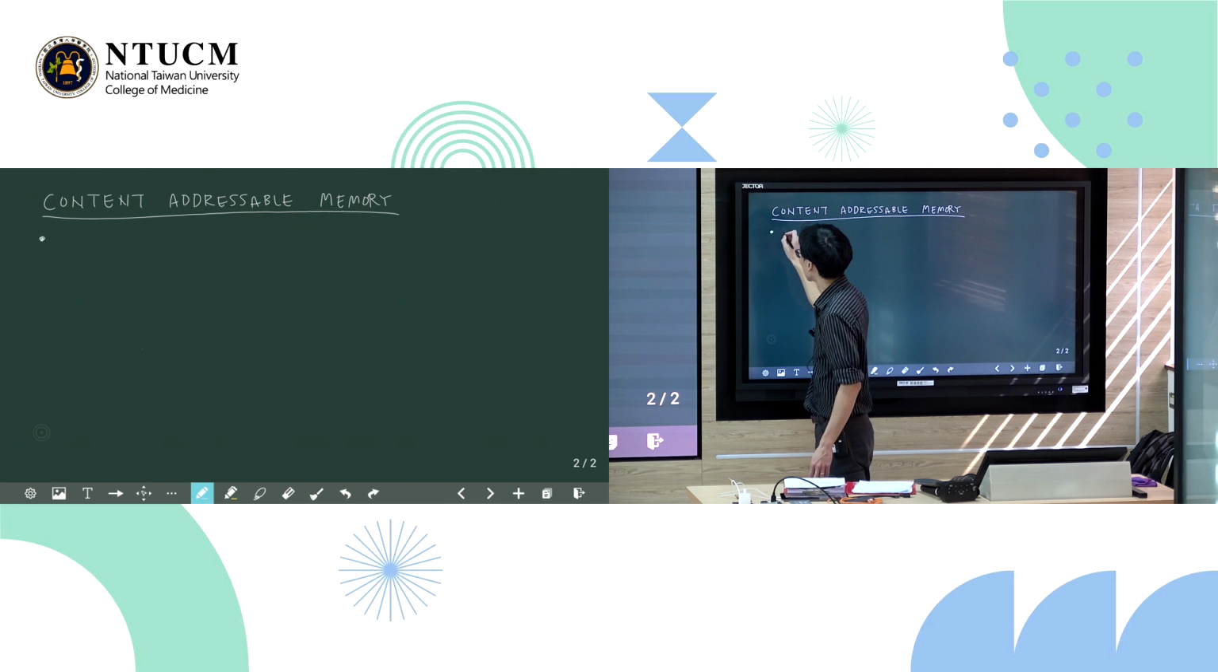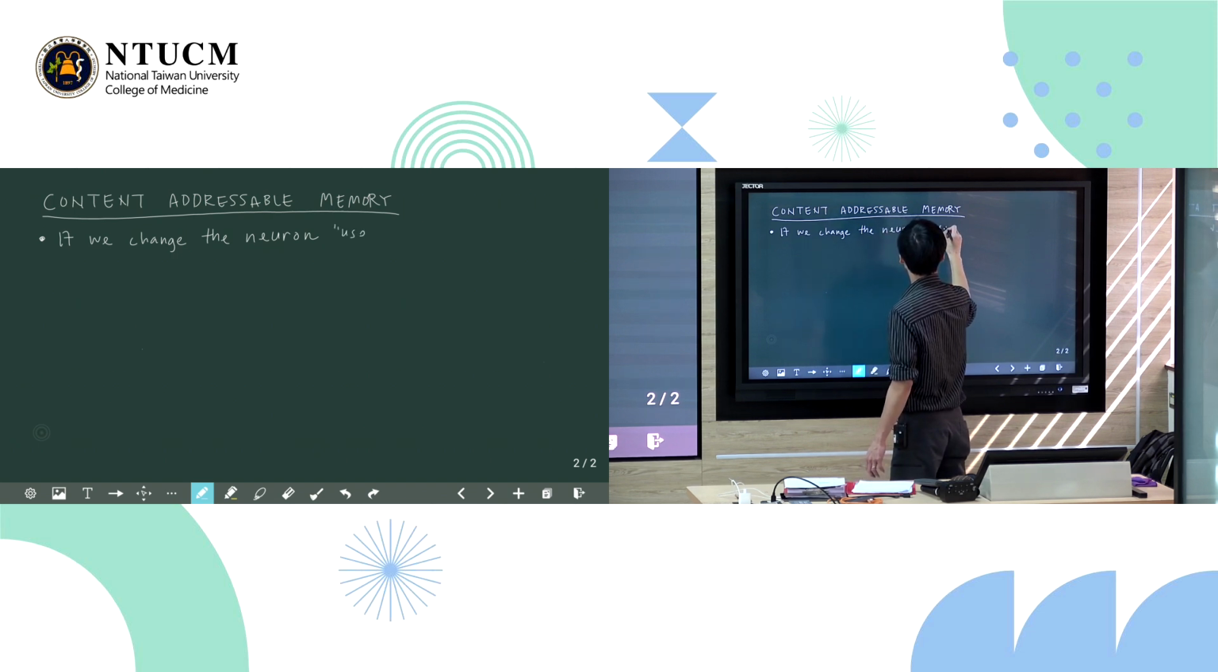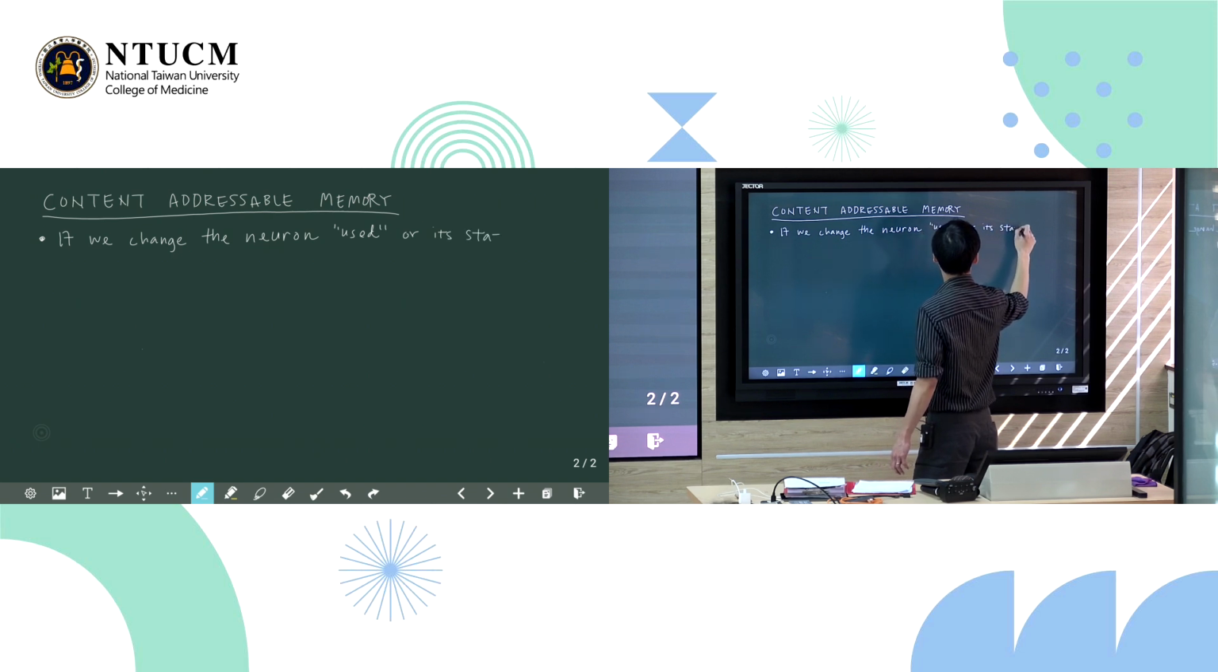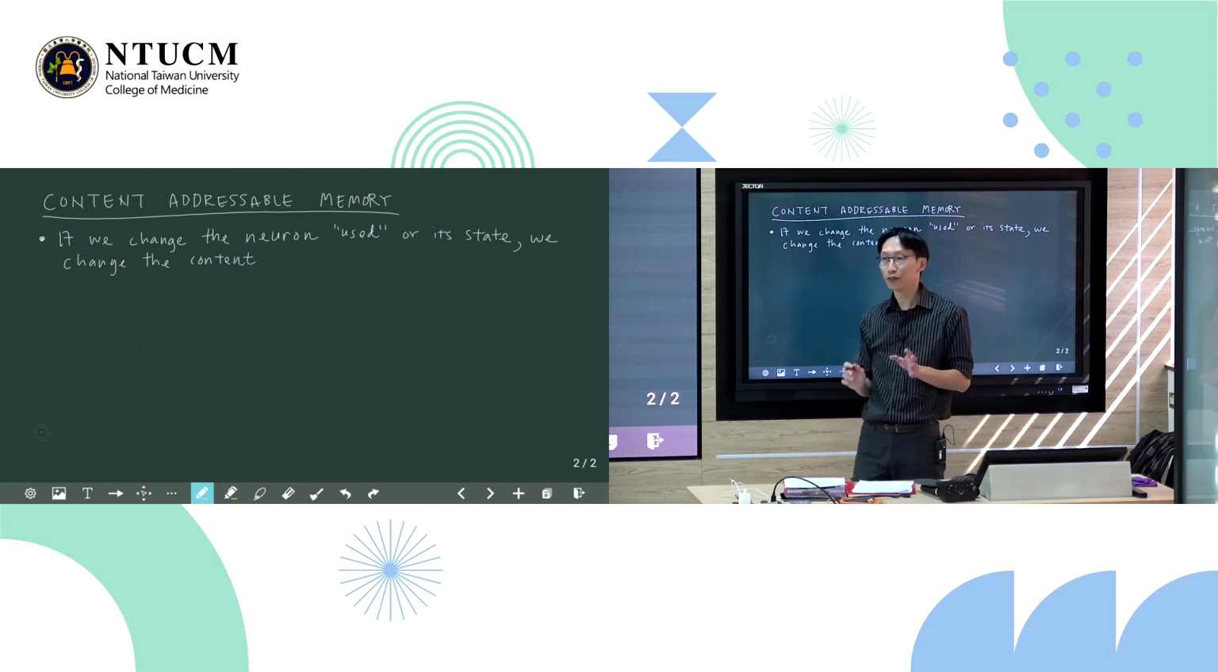So a key feature is that if we change the neuron used or its state, okay? We change the content. Okay? It is by definition like that.